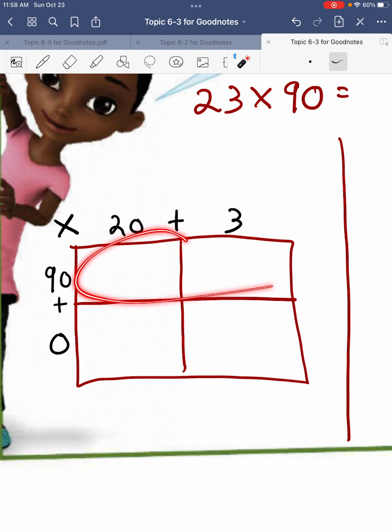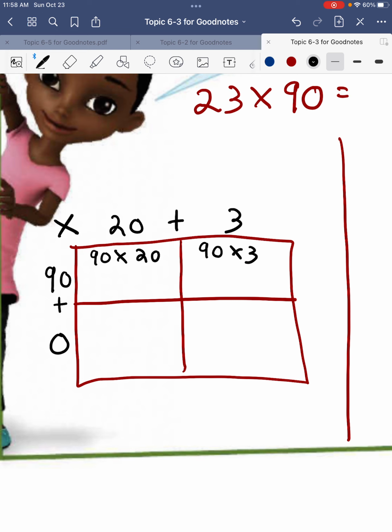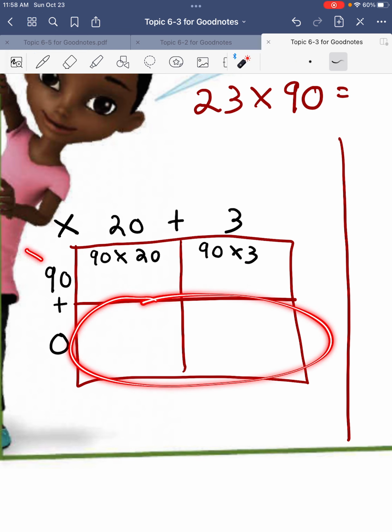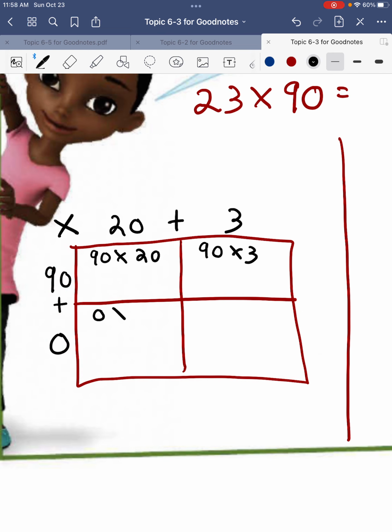Okay. And now I can start getting ready to multiply. So the first 2 boxes, I only focus on the 90. Do not pay attention to the 0 right now, just the 90. So I have 90 times 20, and then I have 90 times 3. With the bottom 2 boxes, I'm done with the 90, and now I will use the 0. So I have 0 times 20, 0 times 3. And when I multiply, drop my eggs, cross them out. 9 times 2 is 18. 90 times 3, drop my egg, cross it out. 9 times 3 is 27.